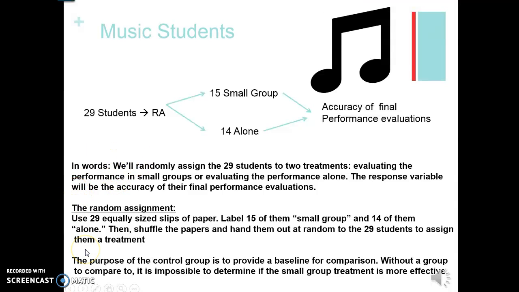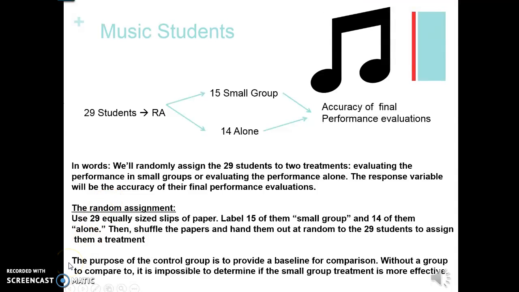Notice the random assignment is there. Use 29 equally sized slips of paper or identical pieces of paper. Label 15 small group, 14 of them alone. Shuffle the papers and then hand them out at random to the 29 students to assign them a treatment. So we're reducing bias and trying to get these 2 groups as similar as possible.